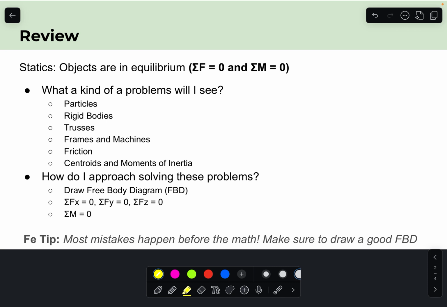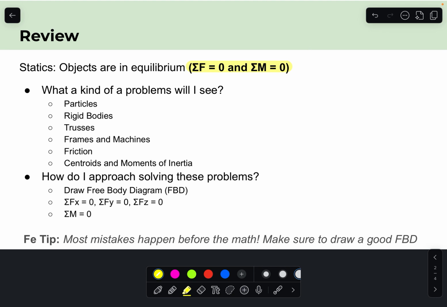So if you remember back to your statics course, statics is the study of objects that are in equilibrium. That means that the sum of the forces and the sum of the moments applied to the object are zero. So this is going to be your governing equation when approaching most of your statics problems.